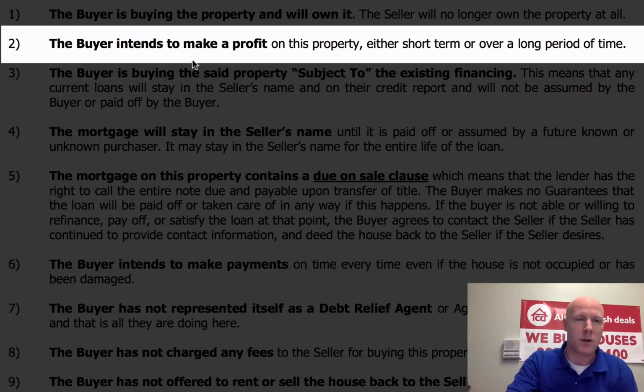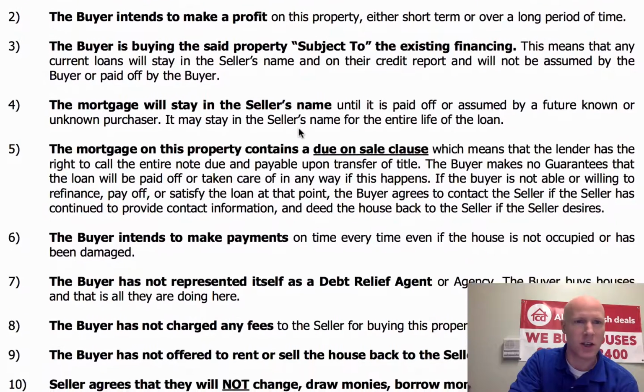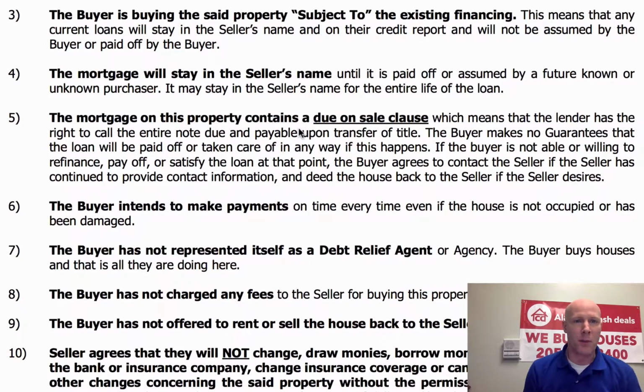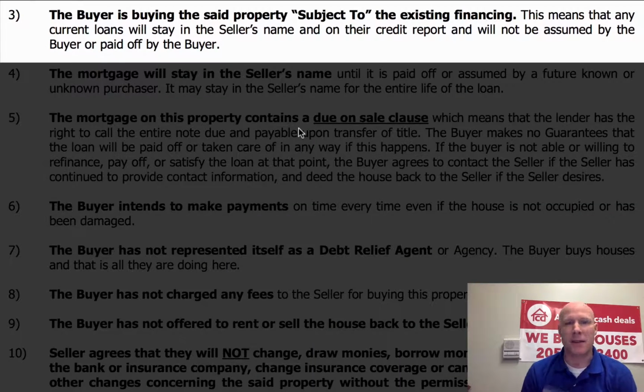The seller no longer owns the property. They own the mortgage. So number two, the buyer intends to make a profit on the property, just kind of disclosing to them what's going to happen. The buyer is buying the said property subject to the existing financing. That means that any current loans will stay in the seller's name and on their credit report. They will not be assumed.